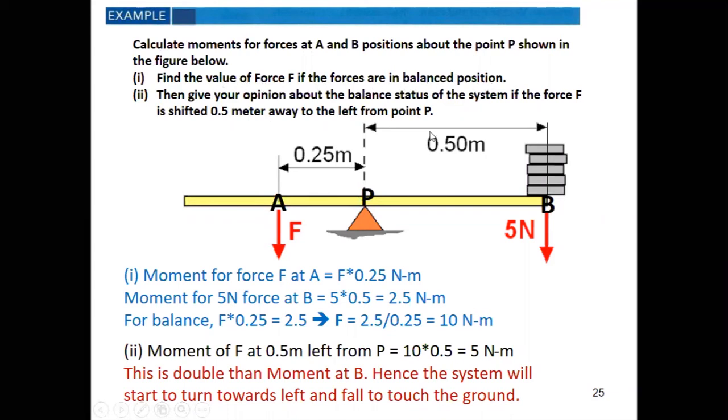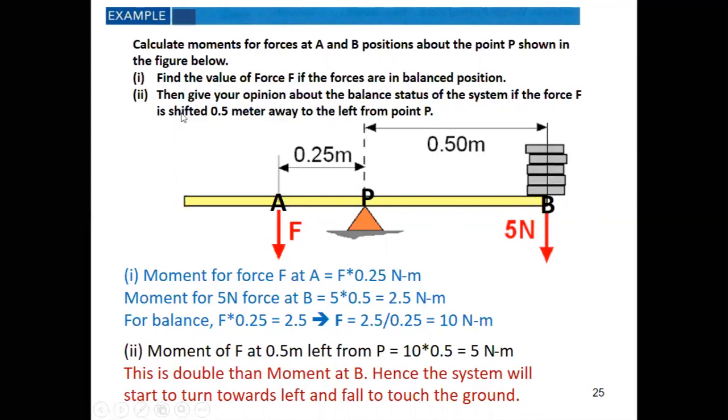Now let us see what the moment for force F at point A is: F multiplied by the distance, in Newton meter. What is the moment for the force 5 Newton at point B? 5 into 0.5, 2.5 Newton meter. Since they are balancing, both moments left and right must be equal. So this one equals 2.5, and easily we can get the value of F.